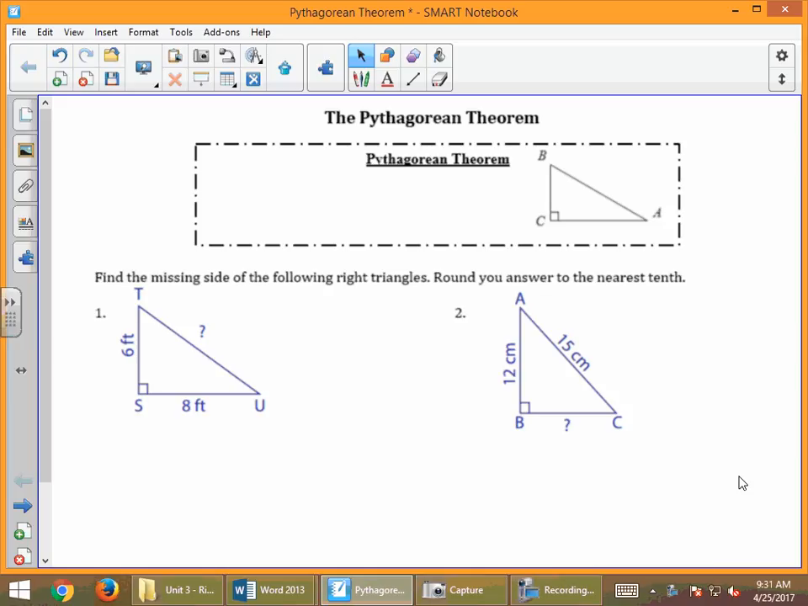In this first section of this new unit, we're going to be talking about the Pythagorean Theorem. Maybe I've talked about this in the past in other math classes, but we're going to look at it again. If you remember, the Pythagorean Theorem is just this little formula.